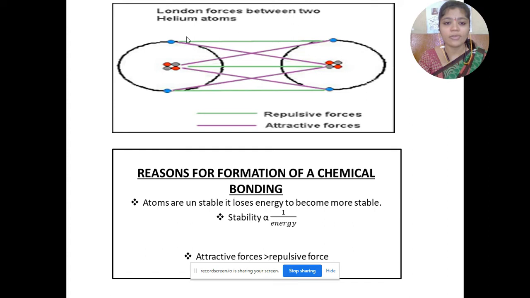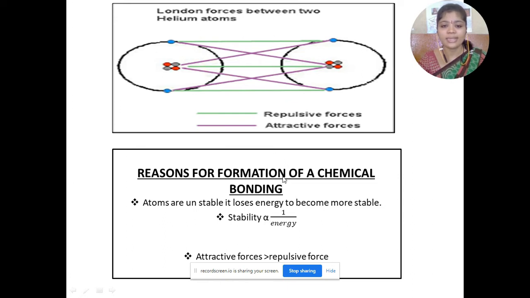We already know that individual atoms are unstable. For getting stability, they lose energy. What is the relation between stability and energy? It is inversely proportional. When energy increases, stability decreases. Our teenagers have more energy, which means less stability; they are always roaming from one place to another. Our grandfathers and grandmothers have low energy, which means they are always stable at one place only. That is the relation between stability and energy.